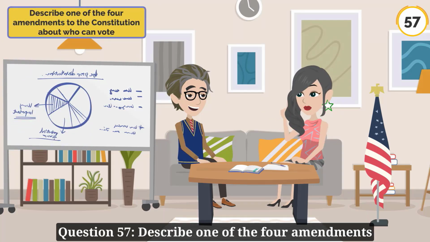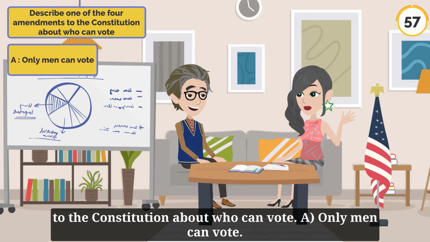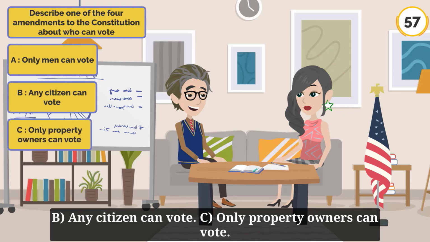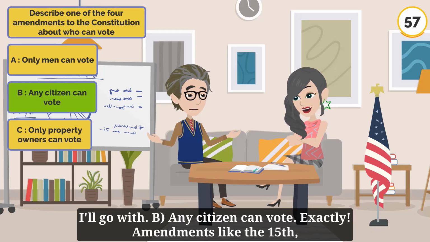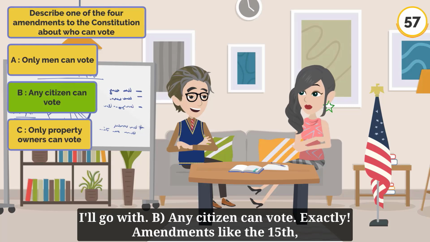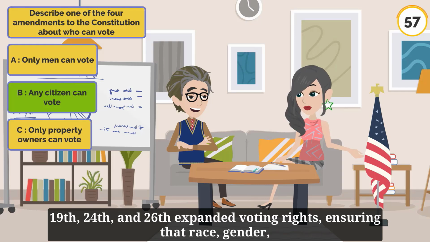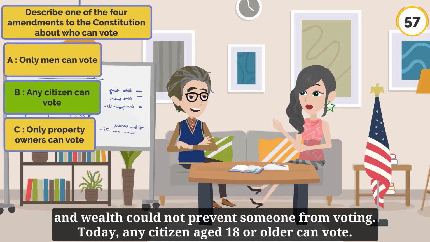Question 57. Describe one of the 4 amendments to the Constitution about who can vote. A. Only men can vote. B. Any citizen can vote. C. Only property owners can vote. I'll go with B. Any citizen can vote. Exactly. Amendments like the 15th, 19th, 24th, and 26th expanded voting rights, ensuring that race, gender, and wealth could not prevent someone from voting. Today, any citizen aged 18 or older can vote.